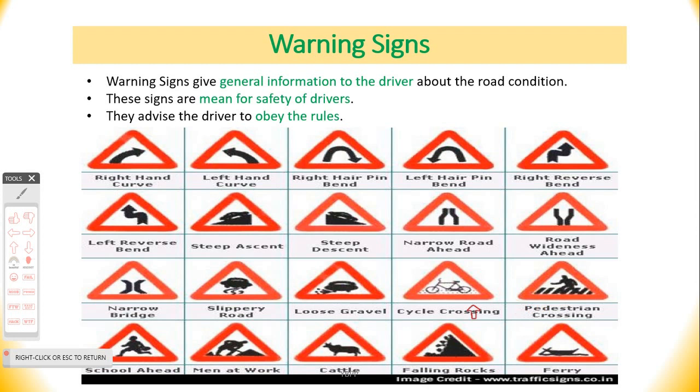Generally this type of symbol you may find at village place. Then school ahead, at school place. Men at work, if work is in progress, this type of symbol you will find. Then cattle, symbol of cattle, this is also a symbol you can find at village place. Then drilling rocks, generally this type of symbol you will find at ghat section. Then ferry.